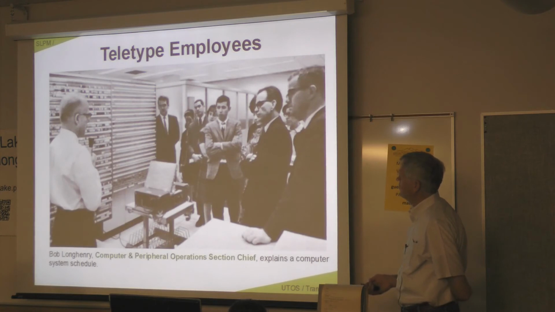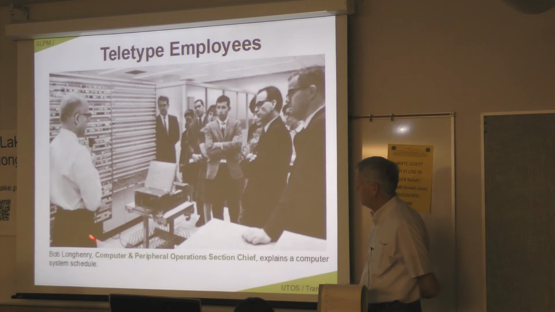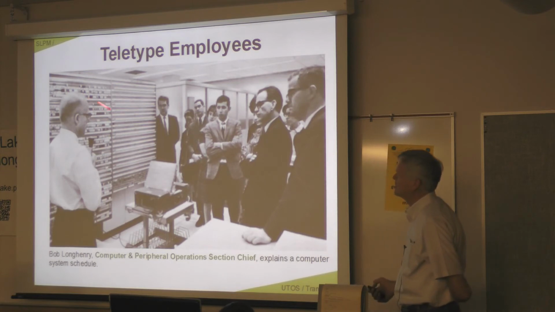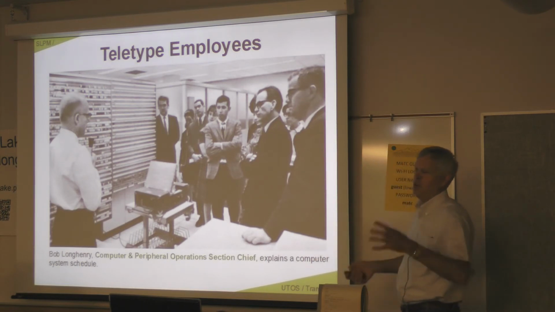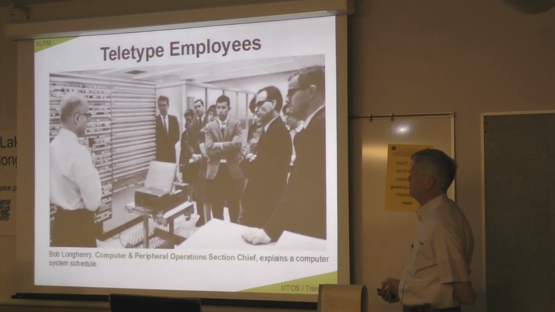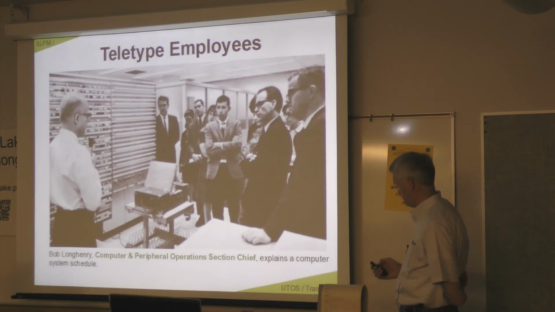The employees also did creative things. I thought this guy was interesting, and I liked his title, Computer and Peripheral Operations Section Chief. And here he is explaining how they manage a computer system at that company and running all the peripherals. In those days, you would have an IBM 370 or 360, and everything was timed when your job was going to run. And this guy is explaining his system of operating the computer at the company.